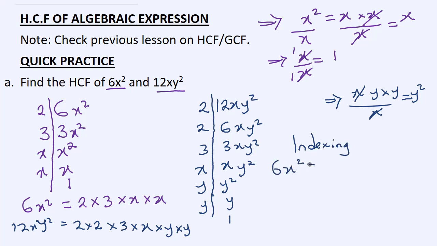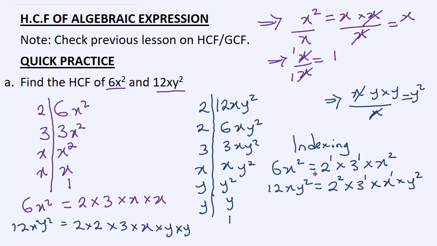6x squared becomes 2 raised to the power 1 multiplied by 3 raised to the power 1 multiplied by x raised to the power 2. And then for 12xy squared becomes 2 raised to the power 2 multiplied by 3 raised to the power 1 multiplied by x raised to the power 1 multiplied by y raised to the power 2. So this is exactly the same with what we have here, just that we've indexed. And this is exactly the same with what we have here, just that we have indexed.